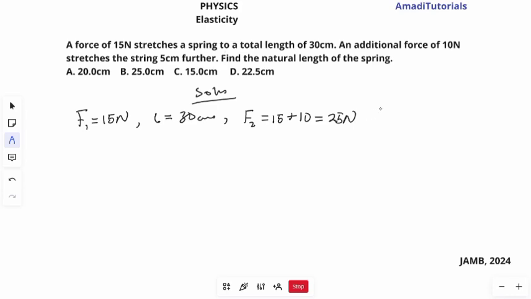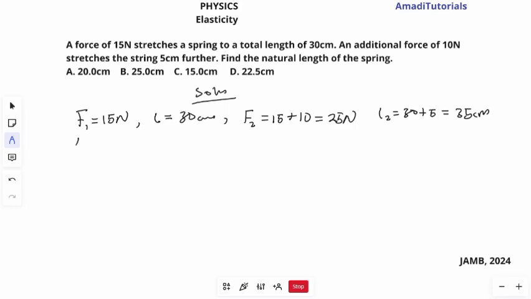That means the length L2, the new length of the spring, 5 cm further, means 30 plus 5, which equals 35 cm. So the first force, 15 Newton, stretched it to 30 cm. That is, it stretched the original plus the extension. Now the second force, an additional force added to the first one, which is now 25 Newton, stretches it to 35 cm.